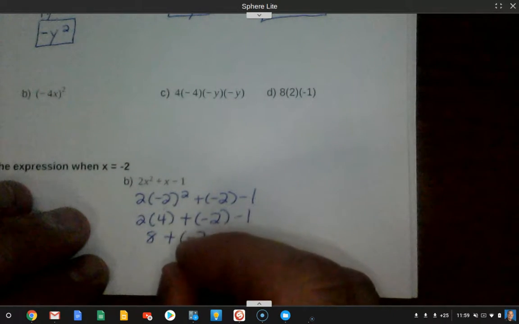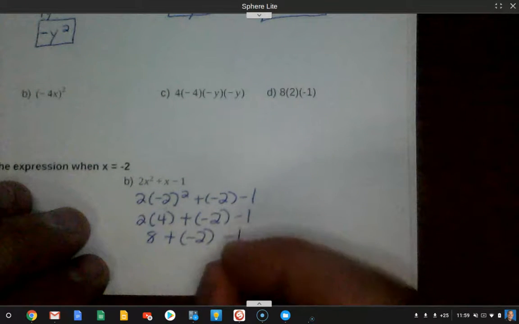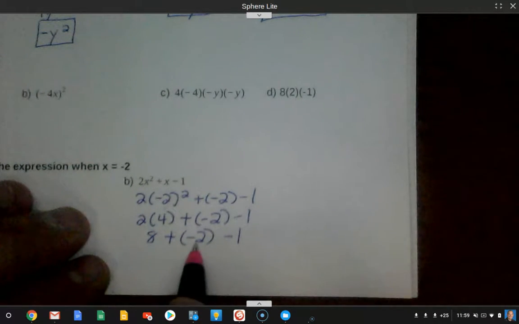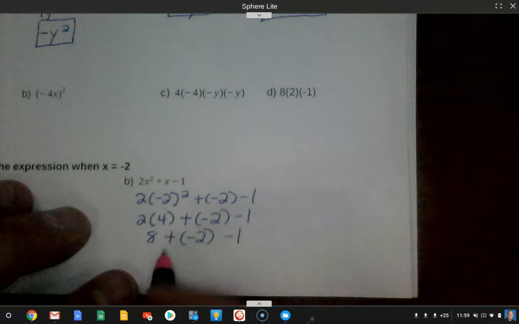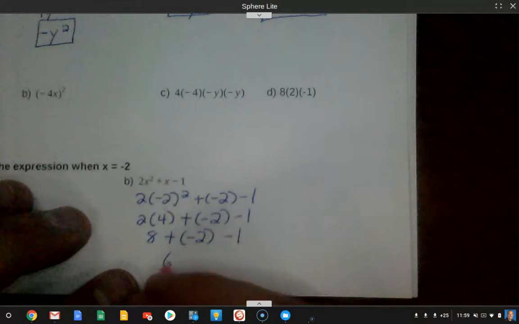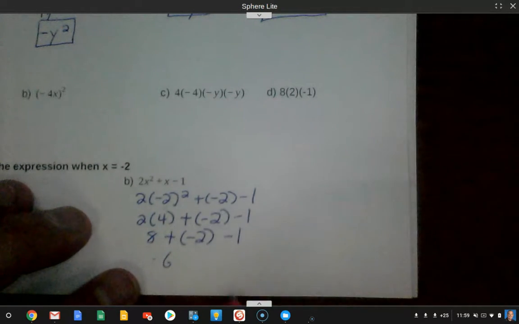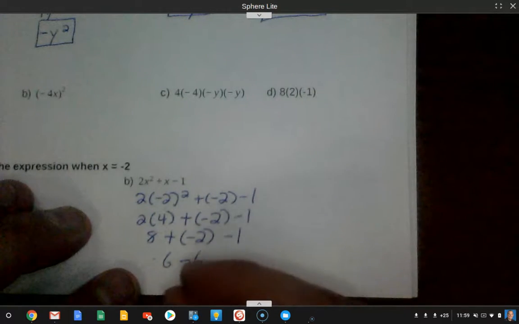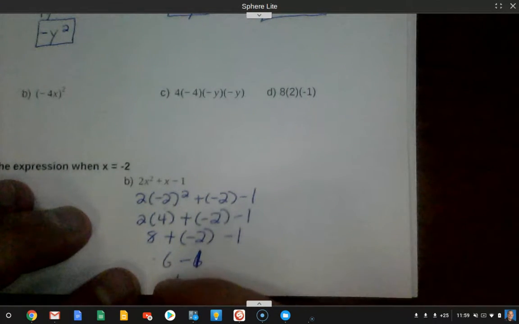8 plus negative 2 minus 1. Now I know if I do these, the signs are different, so I'm going to subtract these two. Keep the sign of the larger number, so it's going to be a plus. 6 minus 1 is 5.